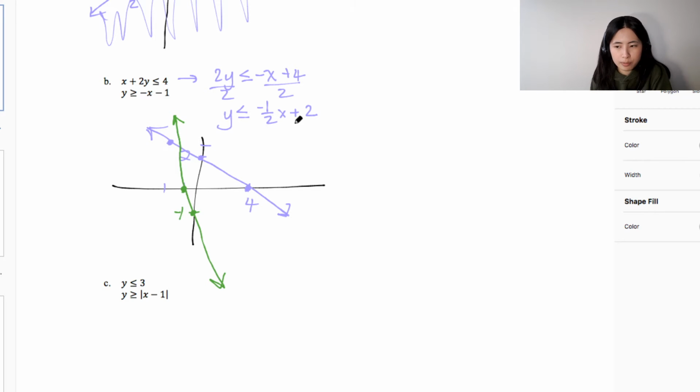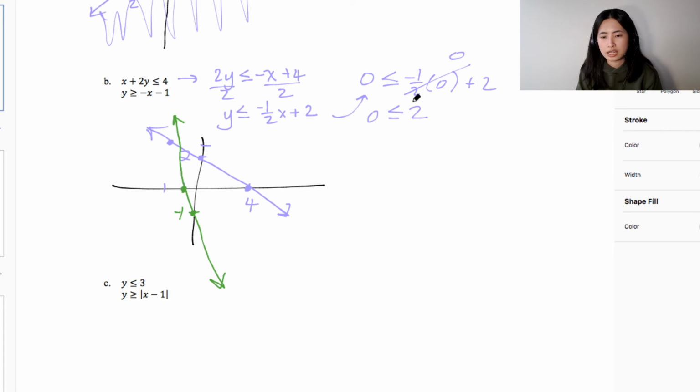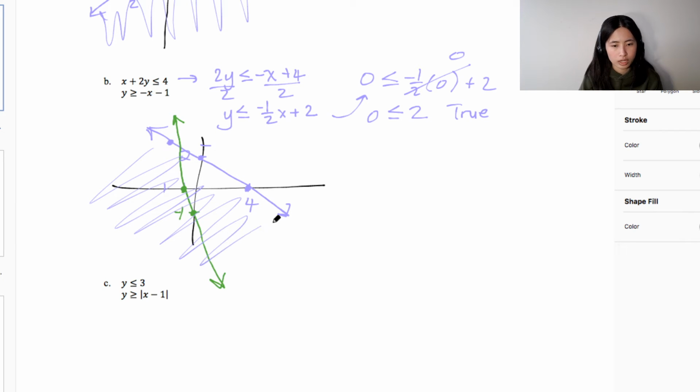So let's try the purple line first because we always start with the first equation. So let's try 0, 0. I'm just taking this equation. So this is 0, then less than or equal to -1/2 times 0 plus 2. So we know that this is now going to be 0. So this is 0 less than or equal to 2. So can you actually say that 2 is greater than or equal to 0? True, right? That's always true. That means you're going to shade this part of your inequality, the one below that.